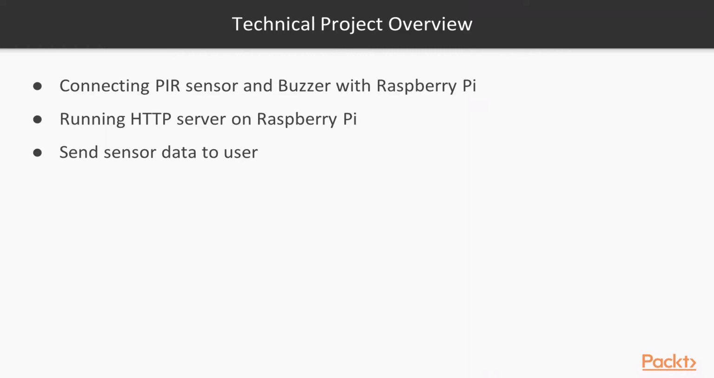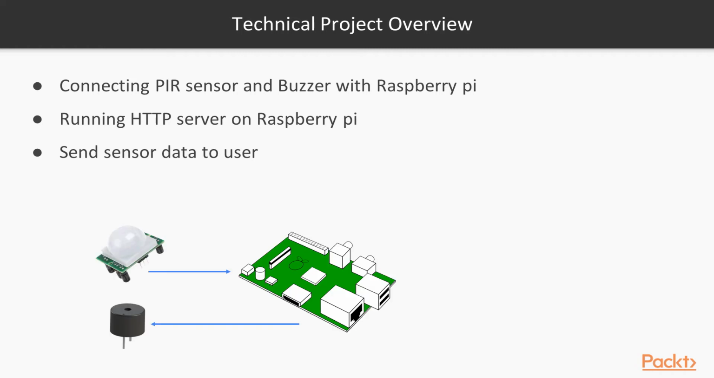Let's jump in depth into how the project will work technically. First off, we will connect the PIR sensor and the buzzer with the Raspberry Pi and write a basic Python code that detects the high and low signals upon motion detection. And then we will write a one-line code to control the buzzer.